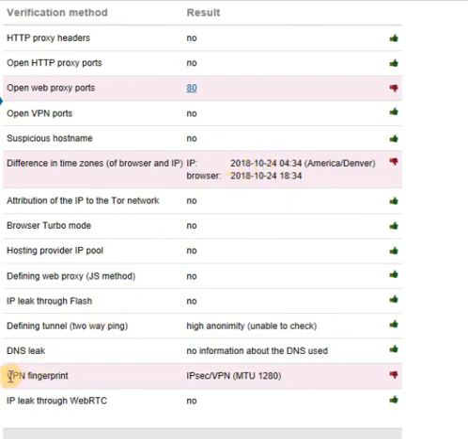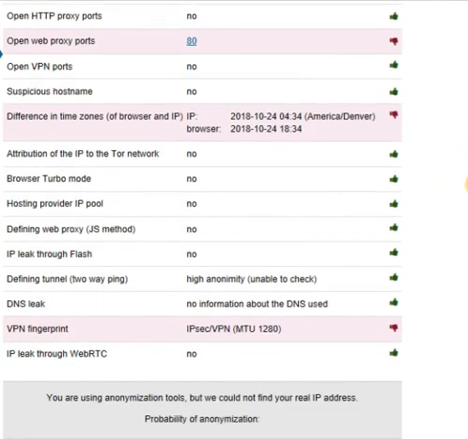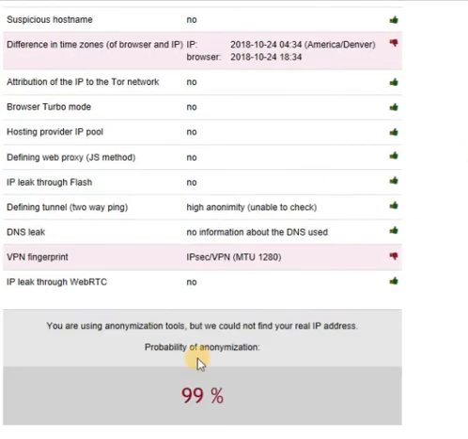What we see down here is it shows that I have a VPN fingerprint, which to anyone who knows what they're looking for, they understand that this means that I am using a VPN, which means that I'm trying to hide my identity. If we look at the final result of this test, it says you are using anonymization tools, but we could not find your real IP address.